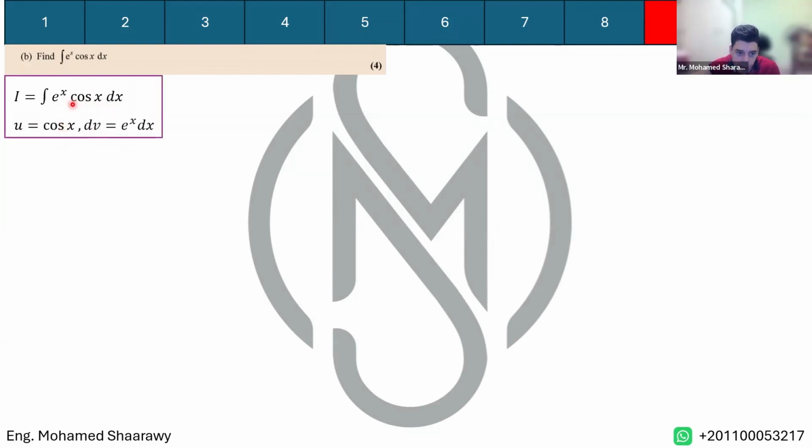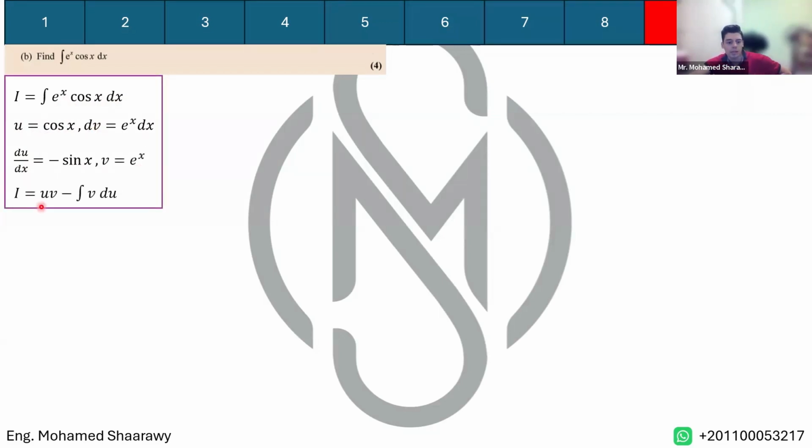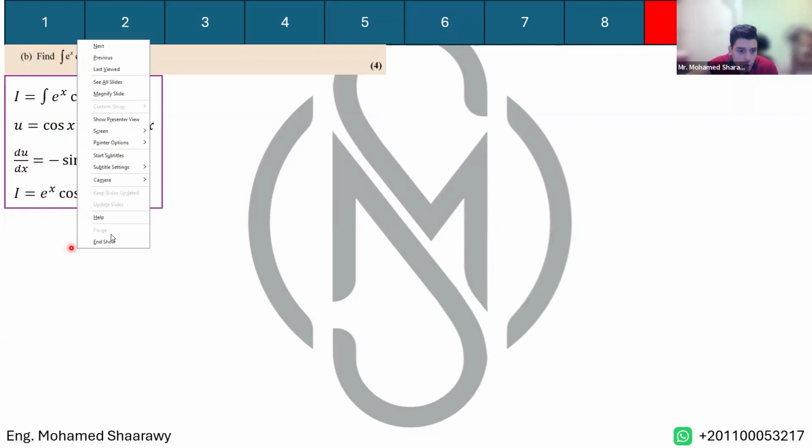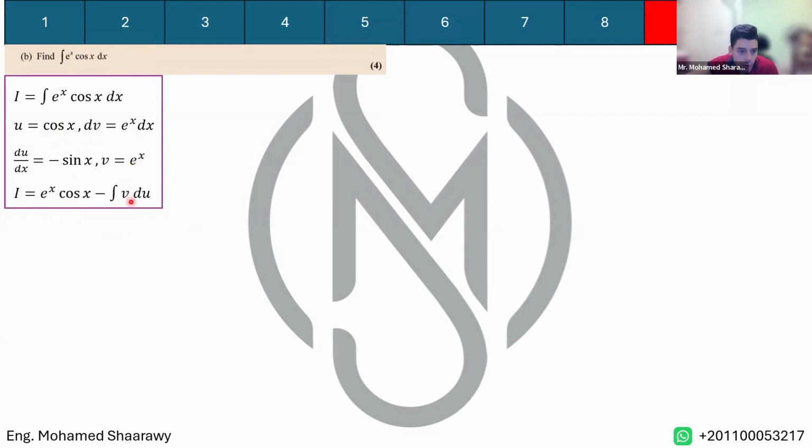So u equals cosine x. And now dv is the rest. So let me differentiate this and integrate this. The differentiation of u is negative sine x, and the integration of dv is v. The integration of e power x dx is e power x. Now I is uv minus integration v du. So replace u and v by e power x and cosine x. Let me rewrite this. And this will be, sorry, v replaced again by e power x and du by negative sine x. Actually, let me multiply negative by negative, which is positive.